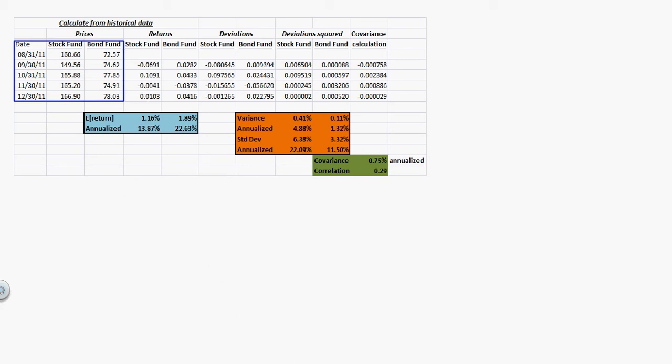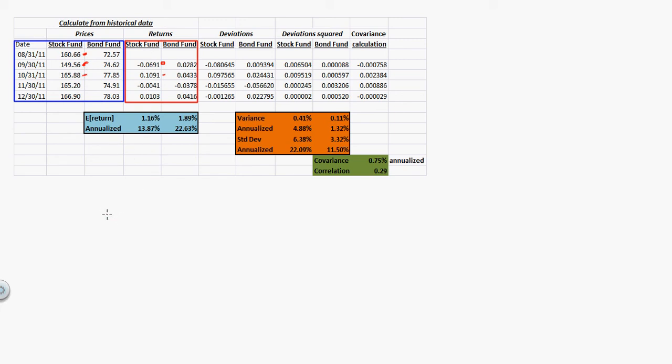First, I need to find the returns. I never do it from prices. I do it from returns. So this number here is going to be the ending stock price divided by the beginning stock price minus 1. So I'm finding the holding period return, and notice that these are months. So this 10% increase is the 165 divided by the 149 minus 1. So those are my returns for the stock fund.